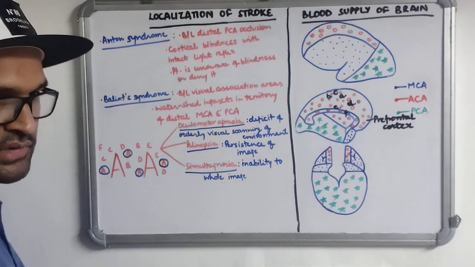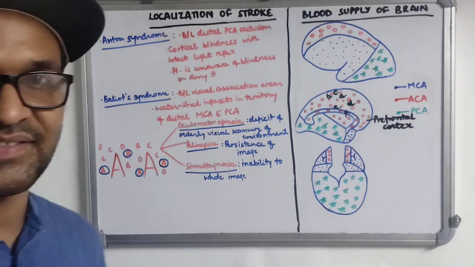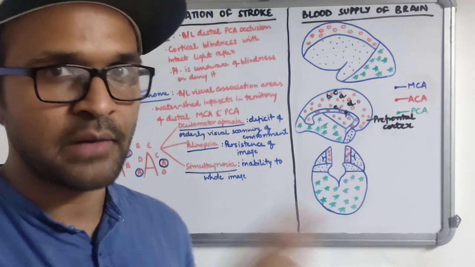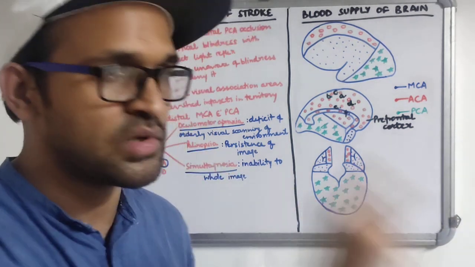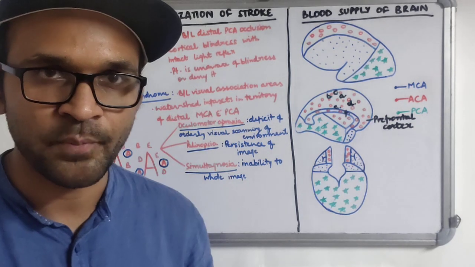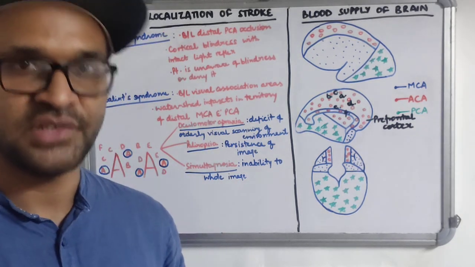This is simultagnosia. Apart from that, there can be optic ataxia. Optic ataxia means the patient fails to manually reach towards visual targets. So this is what we call Balint syndrome. This is all about the posterior cerebral artery syndrome.